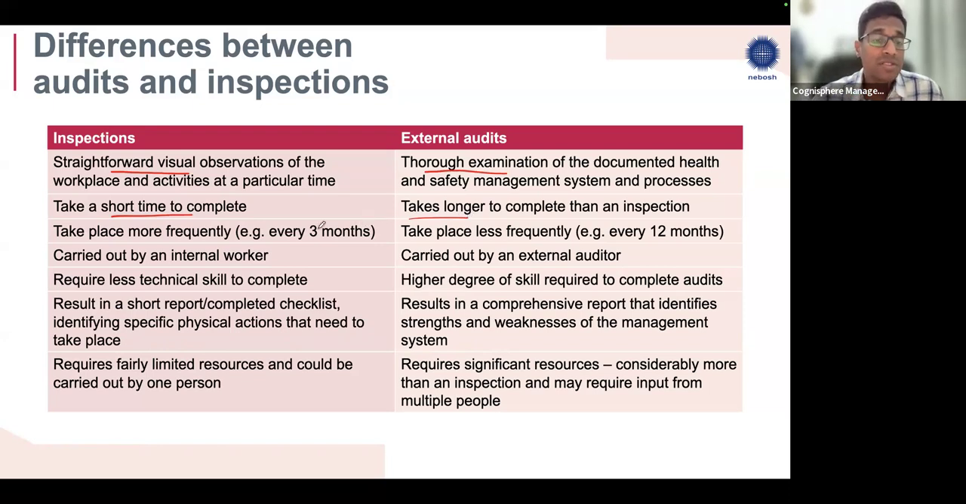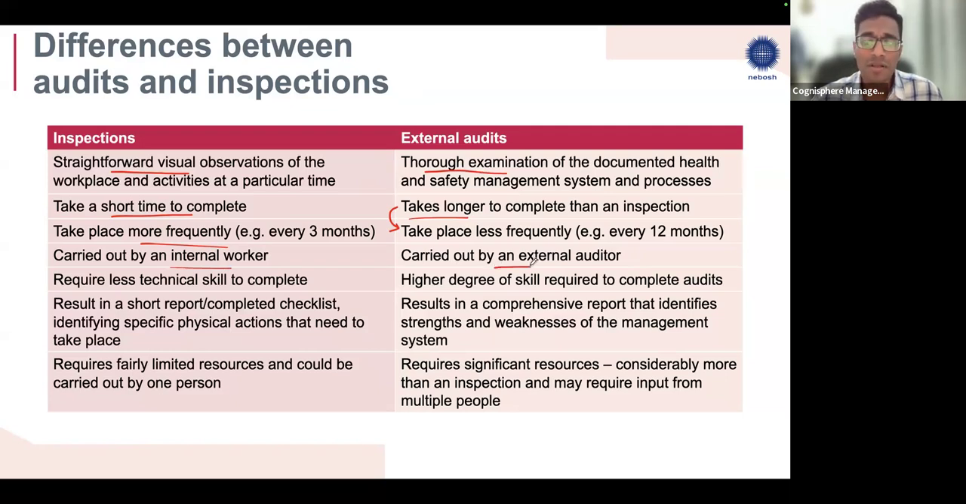And then inspections take place more frequently, every month, every quarter or so. But for an audit, the frequency is less, every 6 months or once every 12 months. Because it's a longer process, the frequency of audit is less. And then inspection is carried out by an internal worker, whereas audit is carried out by an external person.